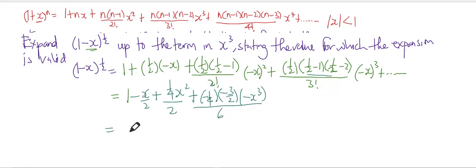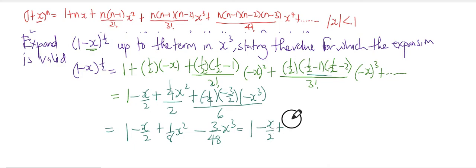So your next step should be 1 minus x over 2 plus 1 over 4 divided by 2, which is 1 over 8 x squared, and that's negative times negative, which is positive. Positive times negative is negative, and that is 3 over 48, because that's 6 times 8. So 3 over 48 x cubed, which I can simplify to 1 minus x over 2 plus 1 over 8 x squared minus 1 over 16 x cubed plus dot dot dot.